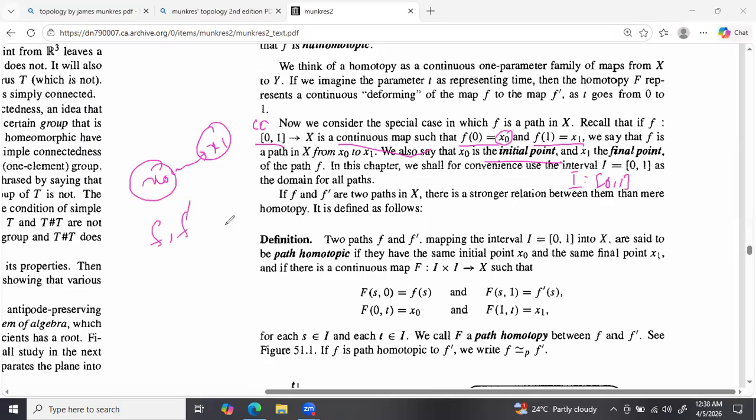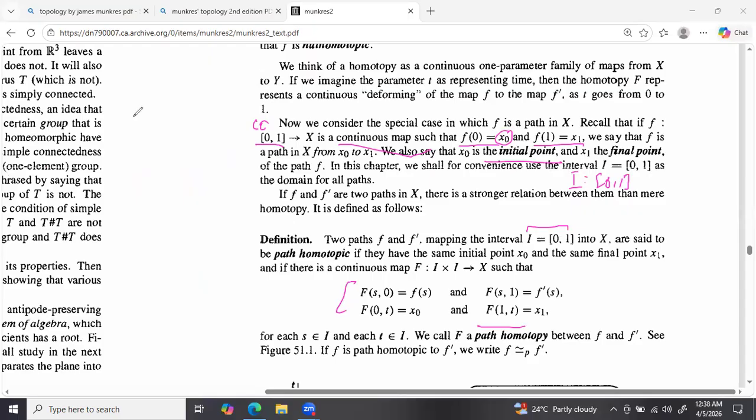There are two paths f and f prime mapping the interval I, 0 to 1, to X, said to be path homotopic if they have the same initial point and the same terminal point, and if there is a continuous map such that this condition holds. So we can say f and f prime are path homotopic. Okay, so let's explain this definition in detail.